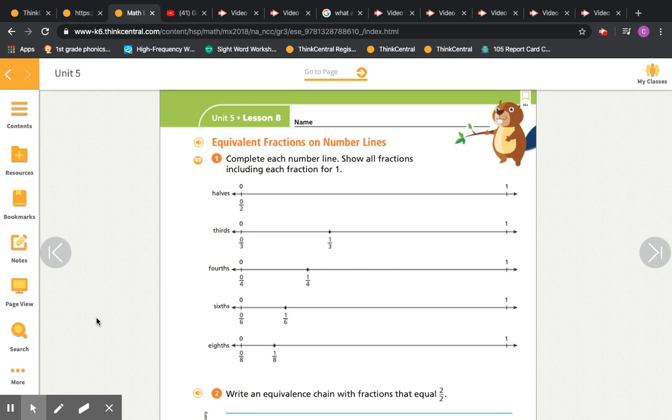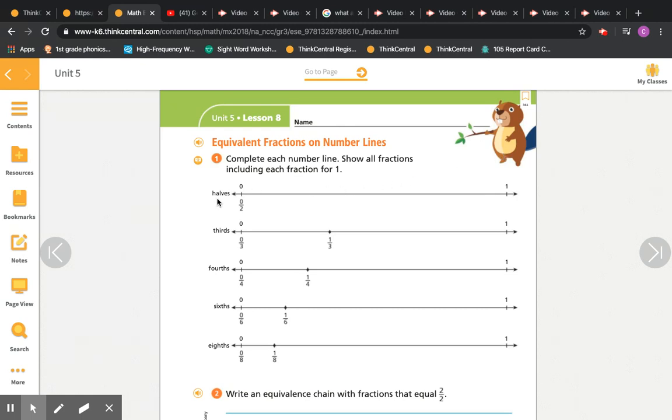Remember, we're talking about equivalent fractions, and that equivalent fractions are fractions that have different numbers, but they have the same value. And if you look at them on a number line, they are located at the same point on the number line. Okay, so I'm going to read exercise number 1, and it says, complete each number line, show all fractions, including each fraction for 1. That means that my number ones here are also going to be labeled with fractions, okay?